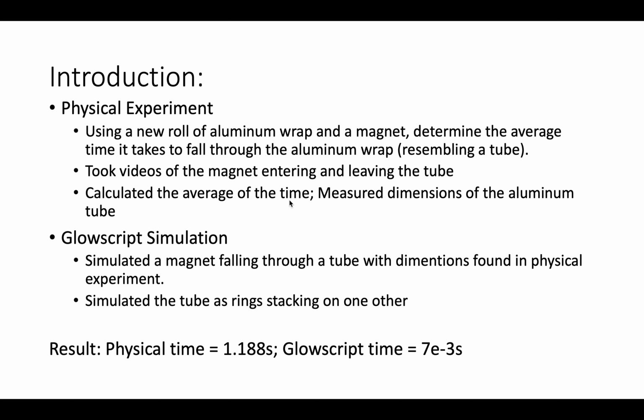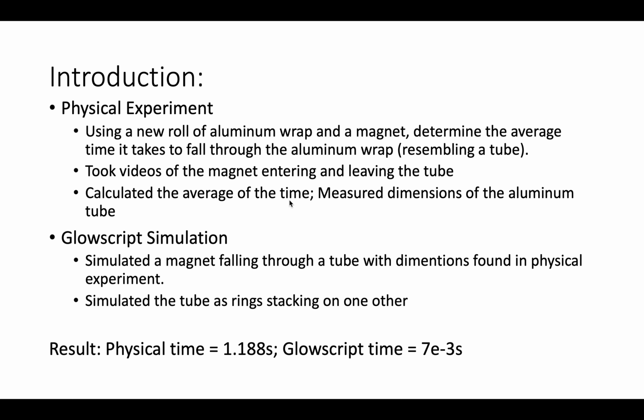The first part is a physical experiment, where one new roll of aluminum wrap is used and a magnet, and where I determined the average time it took to fall through the aluminum wrap, which resembles a cylindrical tube with cardboard inside. I then took videos of the magnet entering and leaving the tube for trials, where I calculated the average of the time and measured the dimensions of the aluminum tube.